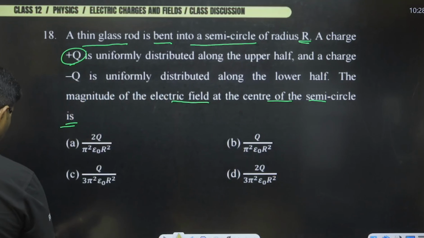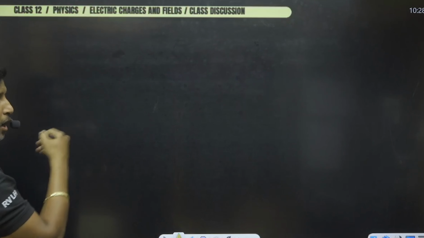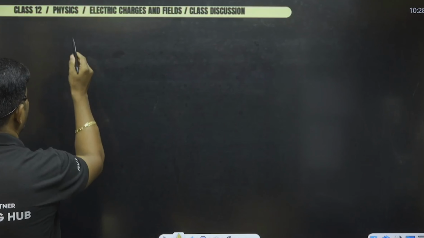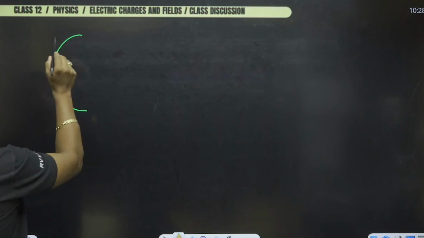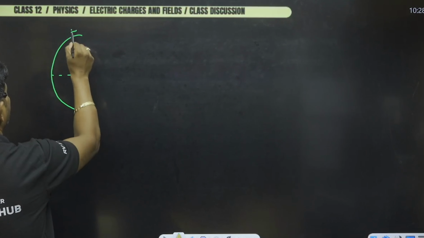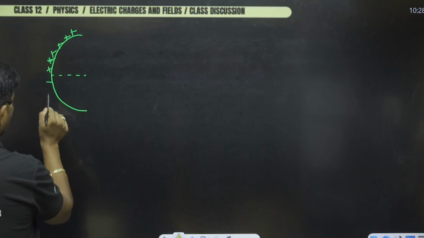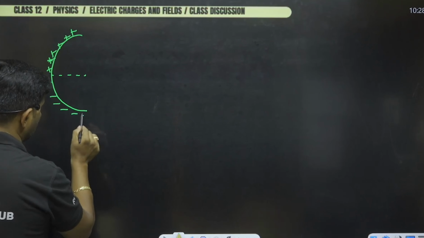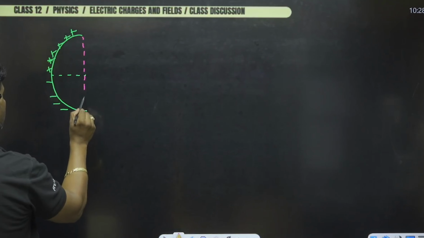So what is the situation they have given here? Please observe this. Actually, there is a thin straight rod. It is bent in the form of a semicircle. The upper half is given a positive charge, and the lower half is given a negative charge. Okay. So see here, this is the diameter.